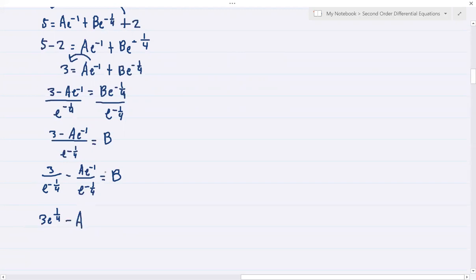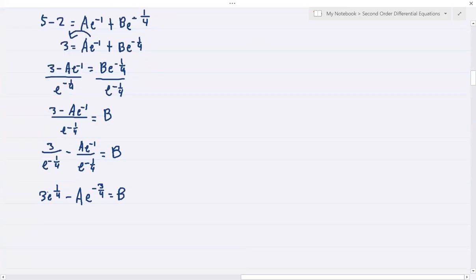And here, okay, so we have both e's on the numerator and on the denominator. Okay, so we will have ae raised to negative 1 minus negative 1/4. So this would be positive 1/4. Okay, so if that's the case, so negative 1 plus 1/4, we will have negative 3/4. Okay, and that will be your B.